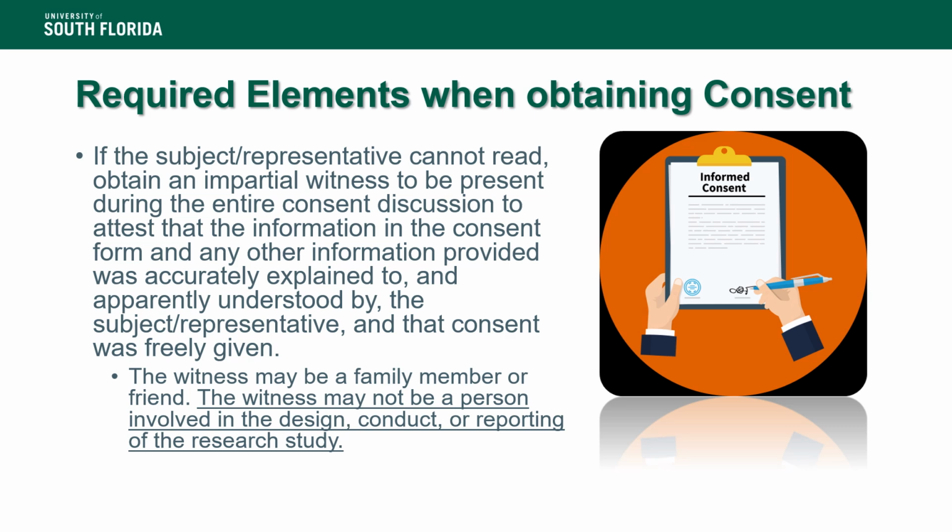If the subject representative cannot read, obtain an impartial witness to be present during the entire consent discussion to attest that the information in the consent form and any other information provided was accurately explained to and apparently understood by the subject representative and the consent was freely given. So they can't just witness the signature, they have to witness the entire process. The witness can be a family member or a friend, but cannot be a person involved in the design, conduct, or reporting of the research study.